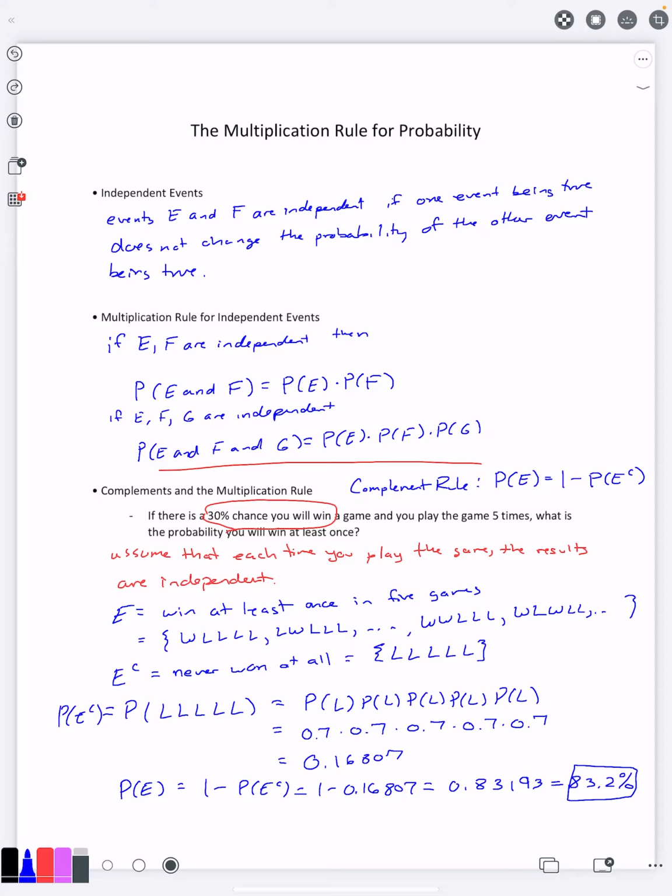Again, I wanted to really show you how the complement rule can come into play, even when the problem has nothing to do with complements originally, as well as how we can then use the multiplication rule for independent events to get a probability here.